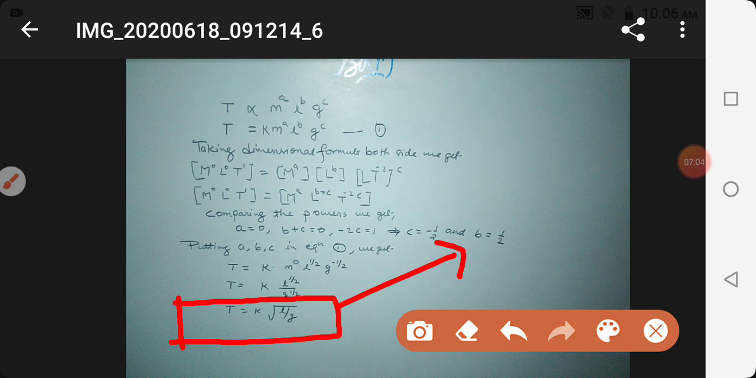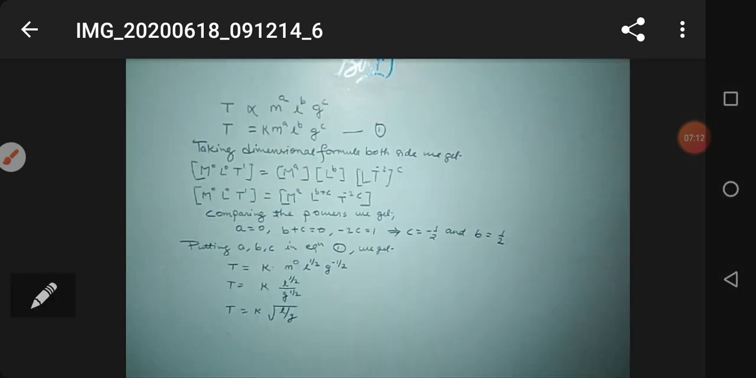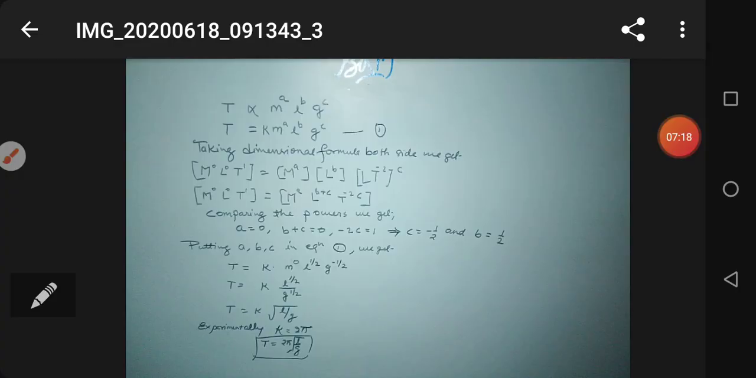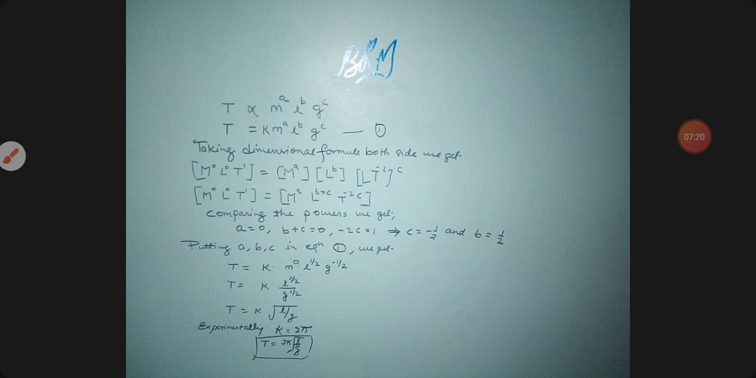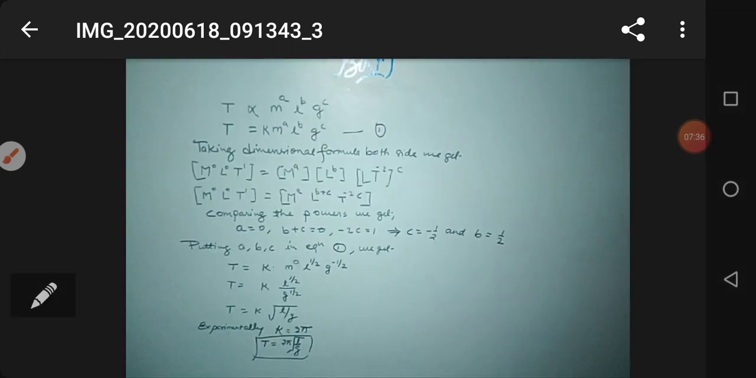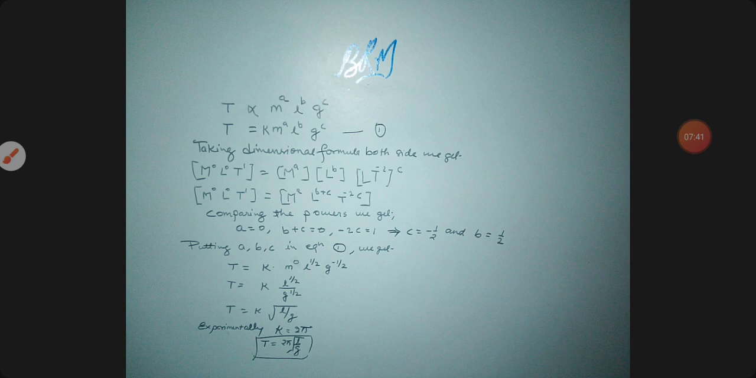But experimentally we can get the value of K. Dimensionally we cannot find it, but experimentally we can find the value of K and you can write it. So experimentally the value of K is equal to 2 pi, and after putting the value of K here, we get T is equal to 2 pi under root l by g, and this is the final result for the time period of a pendulum, if it is oscillating.